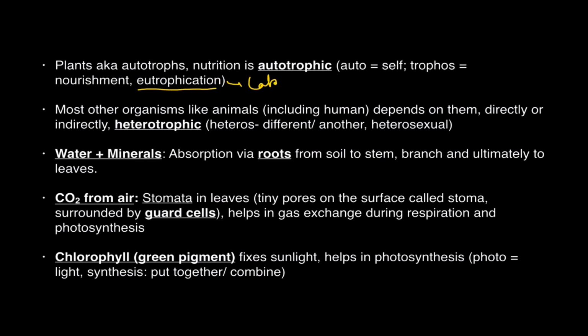So when there is excess of nourishment of lakes, they grow old and senile and no life is possible. I will be dealing with it separately. This nutrition is called autotrophic nutrition. Auto means self, trophos means nourishment.